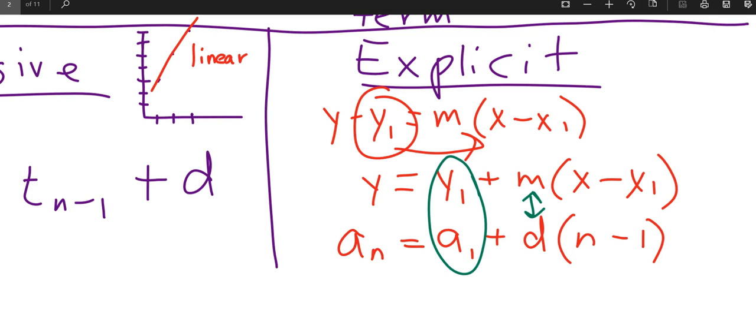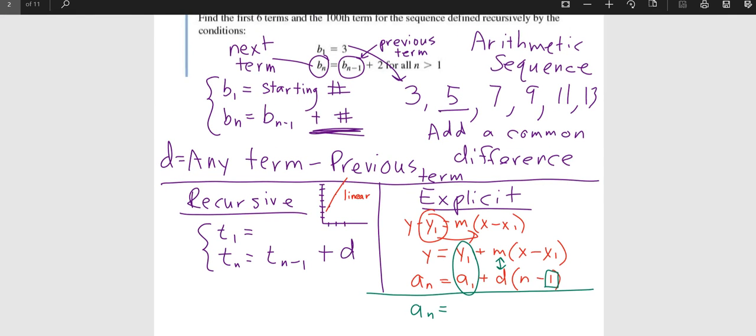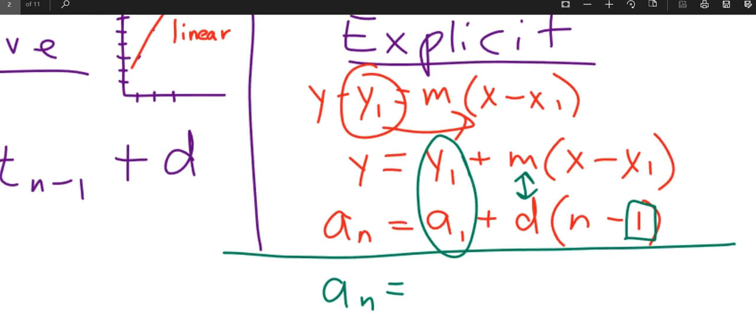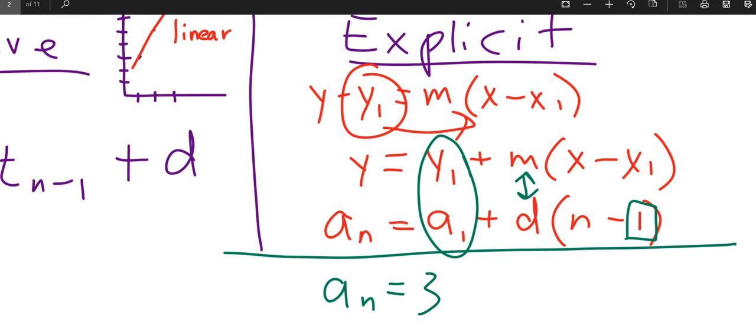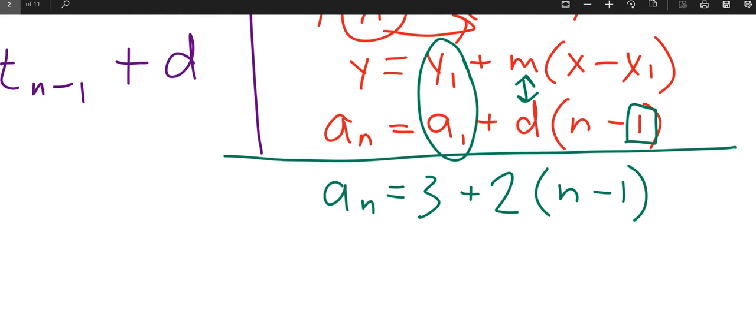And because we're talking about the first term, that's why I know I can put a 1 right there. So, what's it going to look like for my example for this particular question? A sub n equals, first term was 3, with a common difference of 2. All I'm doing is plugging in values for the first term and the common difference.